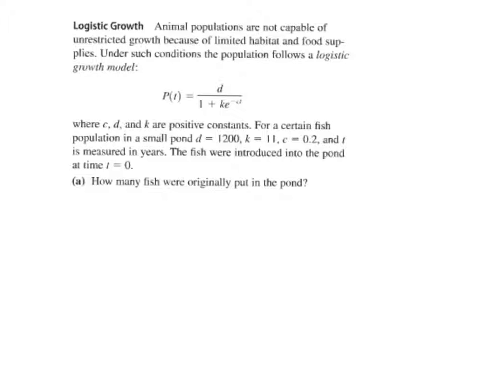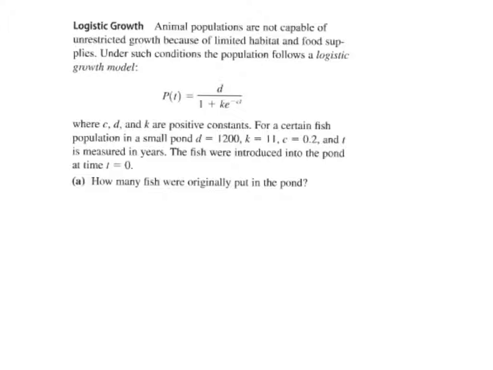This is a logistic growth model, and the description says animal populations are not capable of unrestricted growth because of limited habitat and food supplies. Also, predators would have an effect on this. So under such conditions, the population follows a logistic growth model. This formula takes into account the fact that you could not have unrestricted growth. An animal population is not just going to grow and grow without stopping.